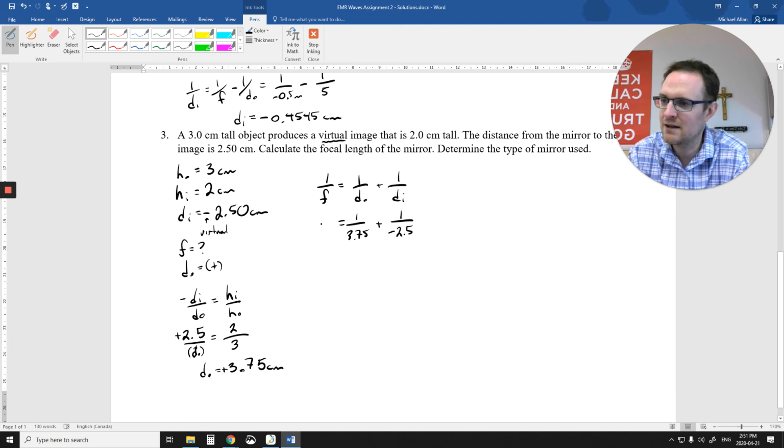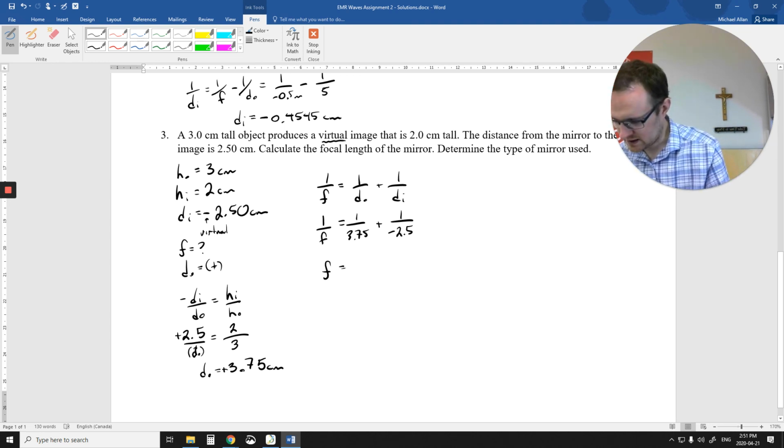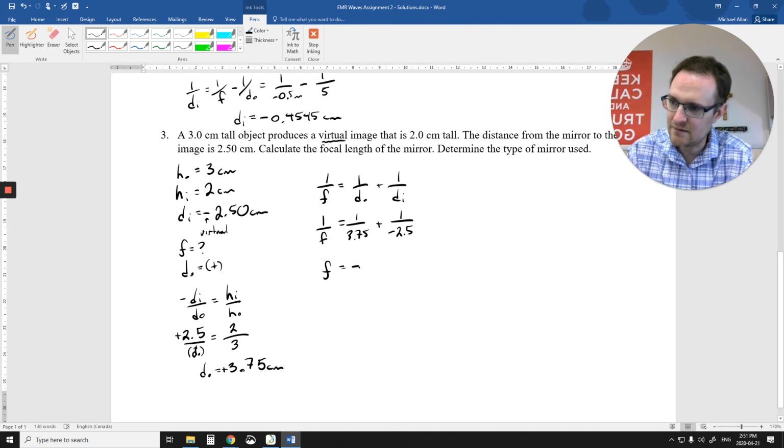So you got to put the negative back in there. I'm going to go 1 over this answer that I have in my calculator. So 1 over plus the 1 over negative 2.5 there. I'll get a negative number, okay? So I get a negative 7.5. Everything was in centimeters, so we'll just leave it as centimeters there. I've got 2 sig digs. And because of the negative, this is a convex mirror.